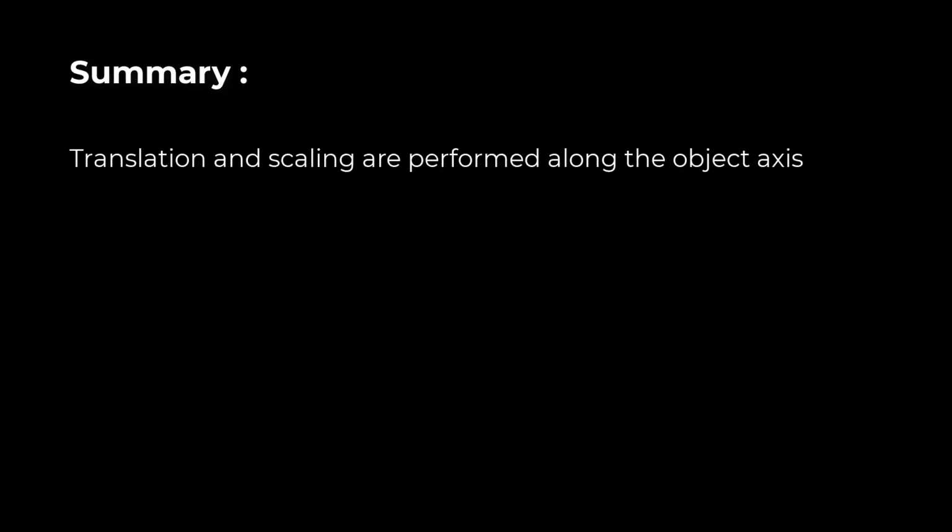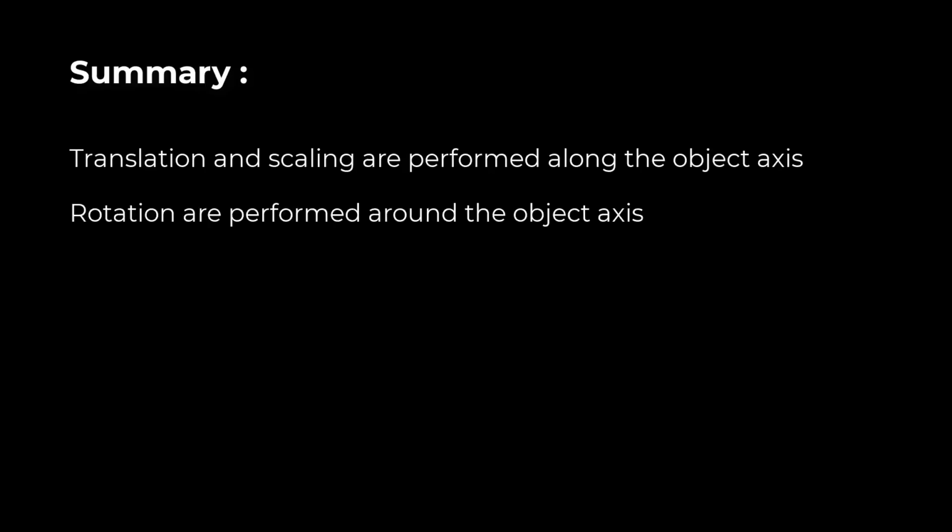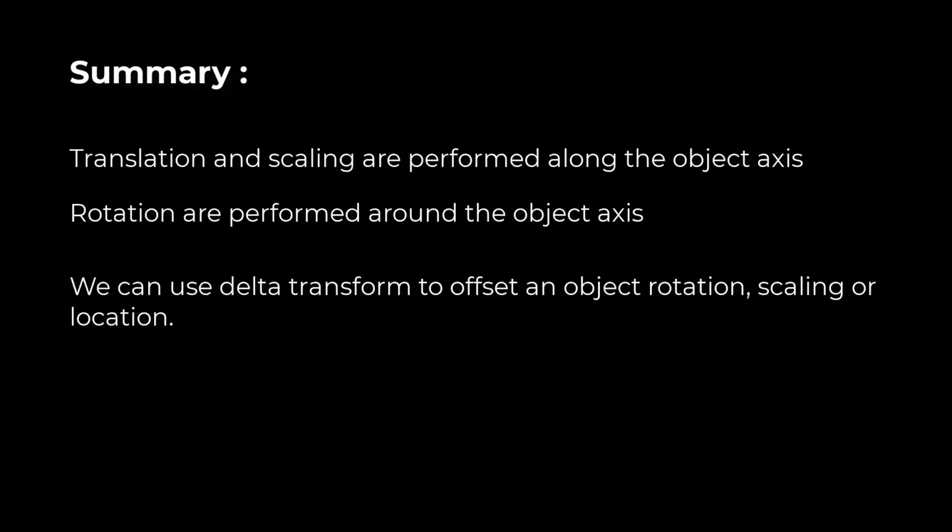To summarize, we have seen that location transformation and scaling are done along the axis, while rotation is done around the axis. And we can offset an animation using delta transform.